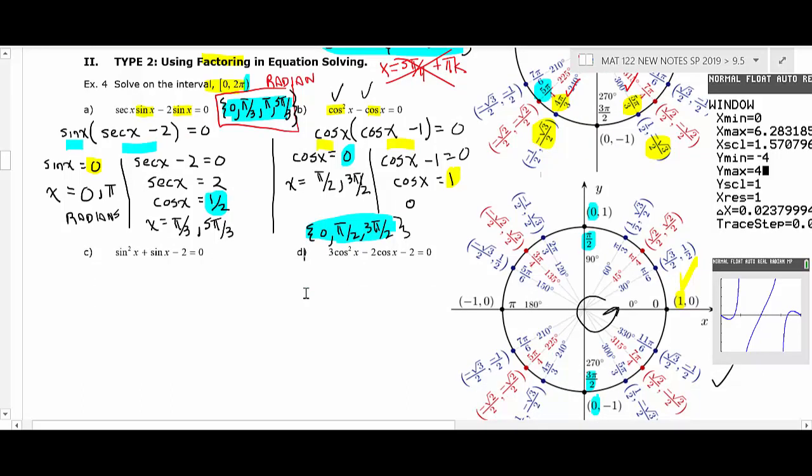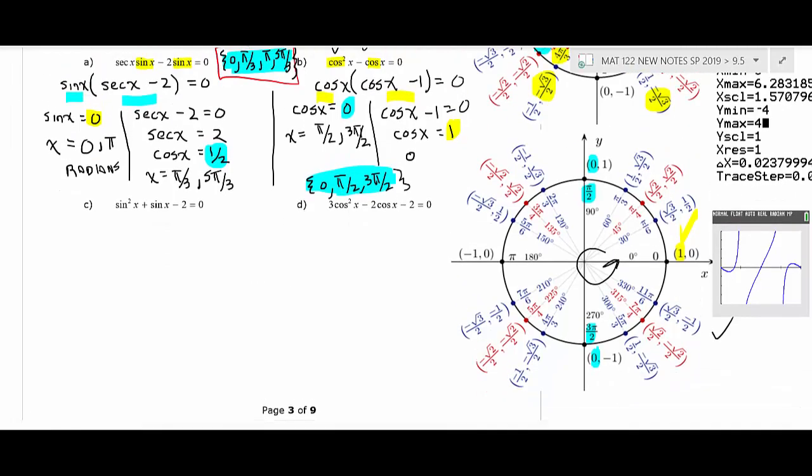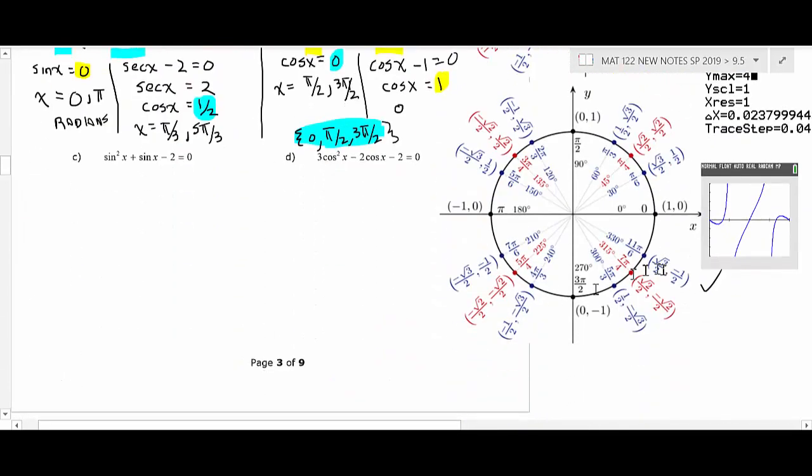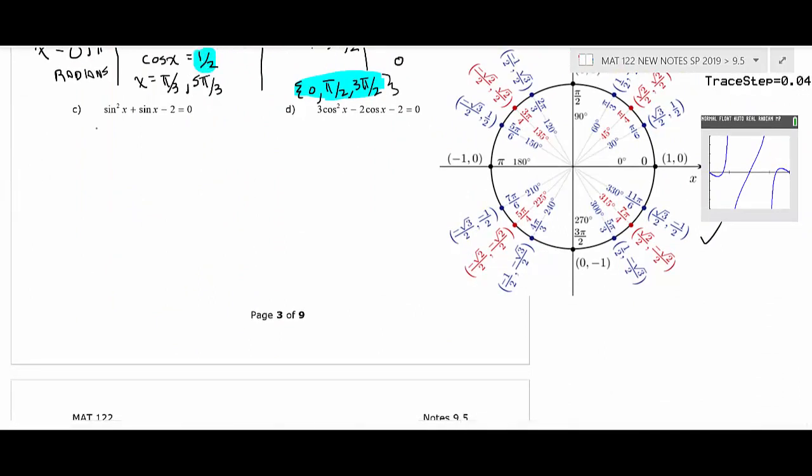The rest of them are going to be factoring. The next two are really trinomials. So I'm going to go through and we're going to factor these. So what we want to do on this is just factor the trinomial. So this one kind of goes like this. It's reverse FOIL.